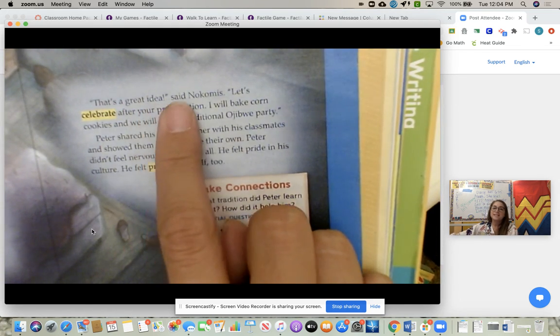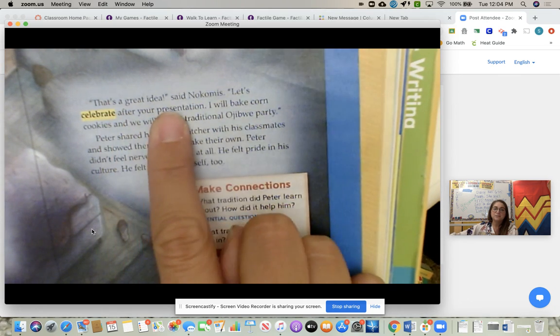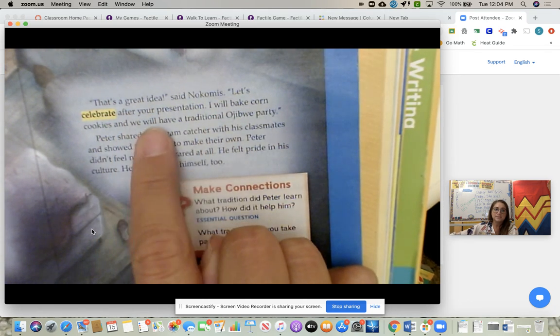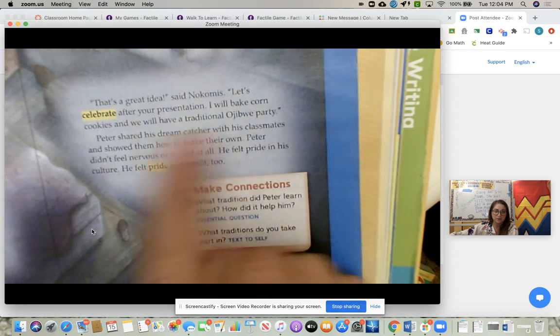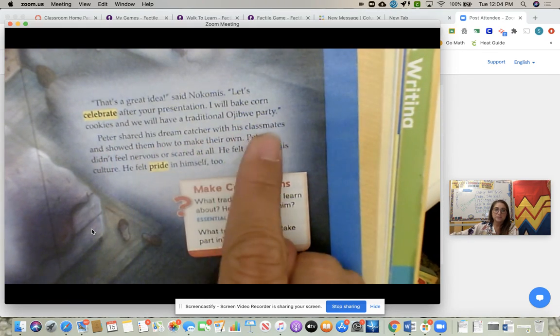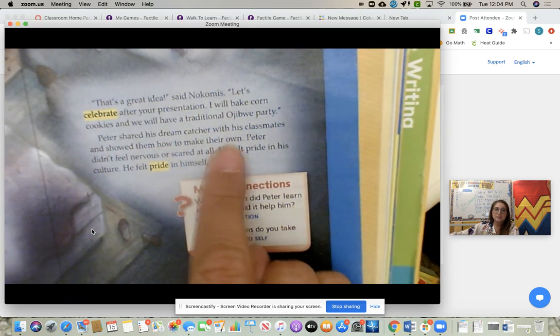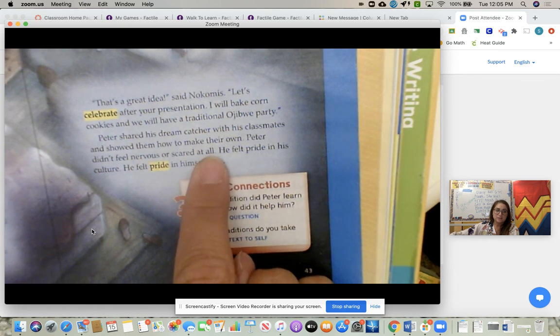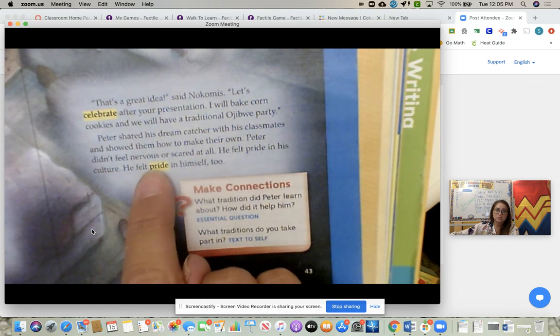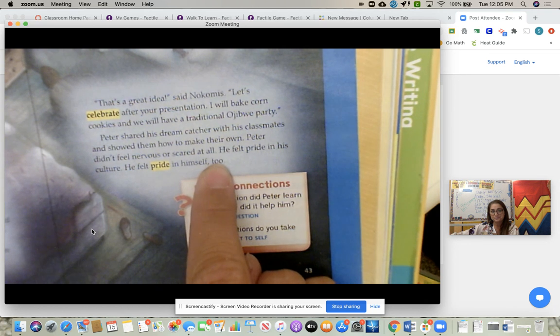That's a great idea, said Nokomis. Let's celebrate after your presentation. I will bake corn cookies and we will have a traditional Ojibwe party. Peter shared his dream catcher with his classmates and showed them how to make their own. Peter didn't feel nervous or scared at all. He felt pride in his culture. He felt pride in himself too.